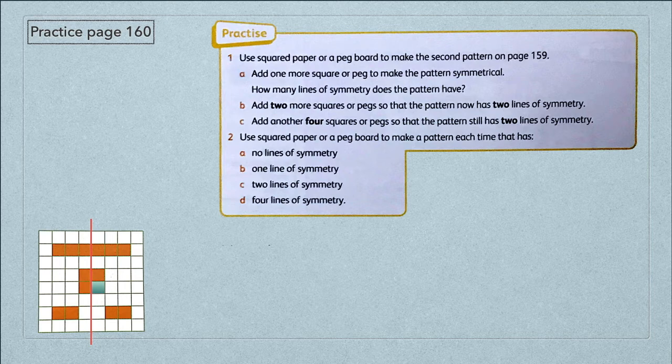Part B says, add two more squares or pegs so that the pattern has two lines of symmetry. In addition to the single square that we added before, now you're going to add two more squares. It means in total we're going to have three more squares in the pattern. Please think it out, make the shape, and add the squares in a way that we have two lines of symmetry.